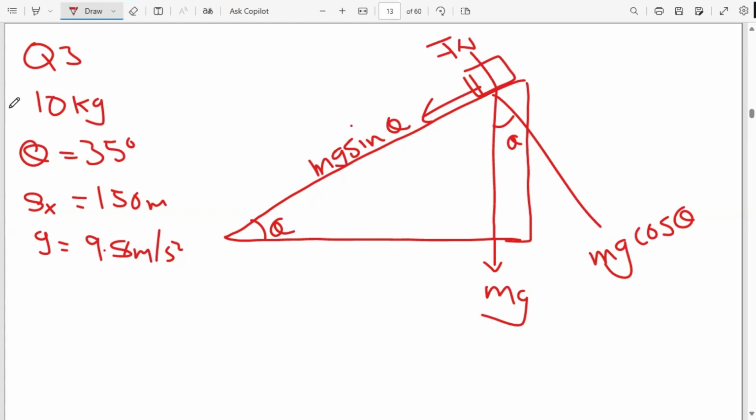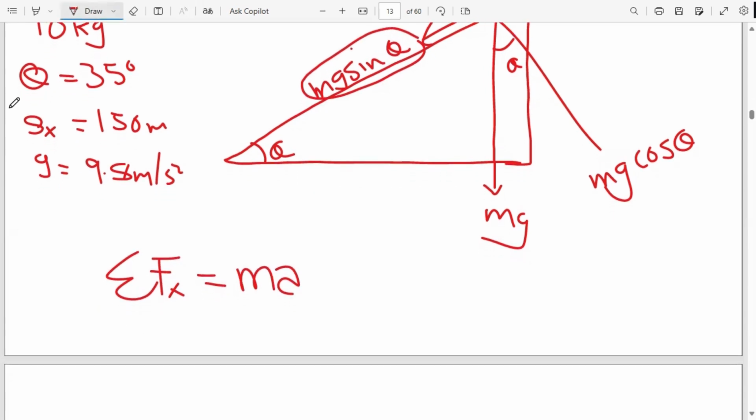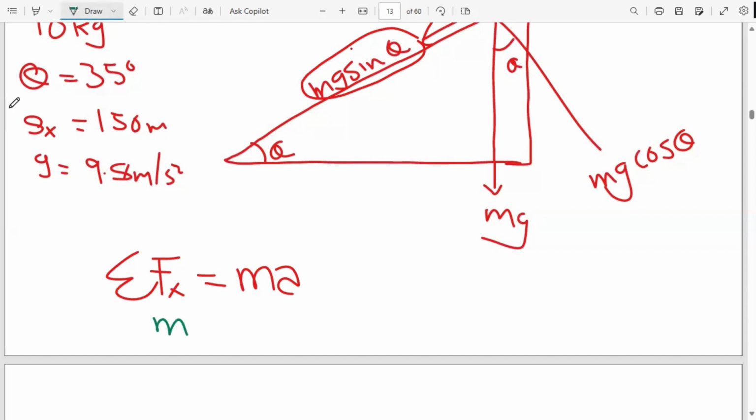So question A is saying we should show that the acceleration due to gravity along the incline is equal to g sine theta, and you should calculate its value. In order for us to calculate acceleration, we're going to look at the forces in the x-axis. We only have one force, which is mg sine theta, and it is along the direction of acceleration. So the summation of forces in the x-axis is equal to mass multiplied by acceleration. Which force do we have? We have mg sine theta, which is acting in the direction of acceleration. So mg sine theta will be equal to mass multiplied by acceleration.